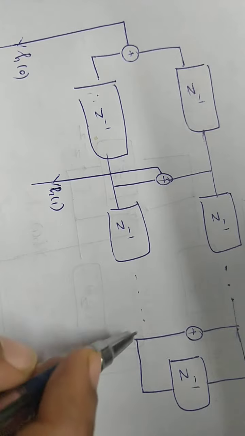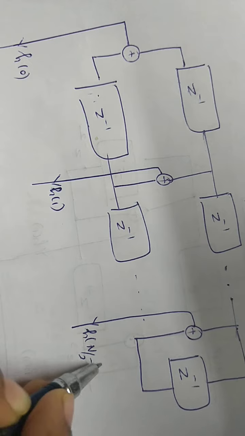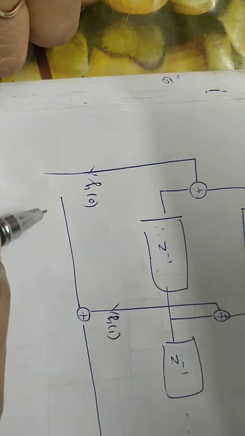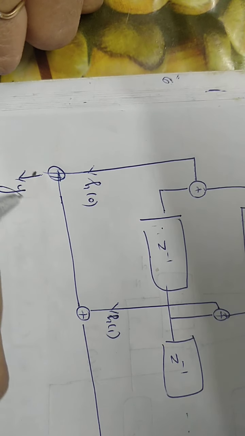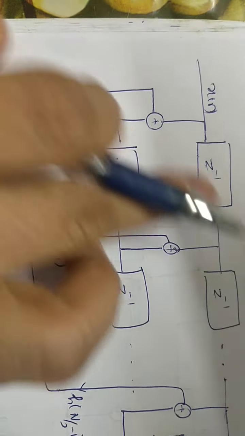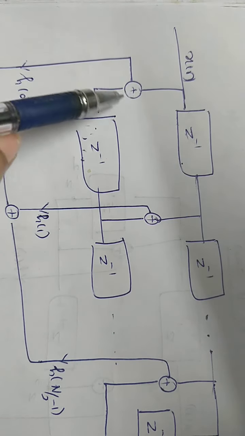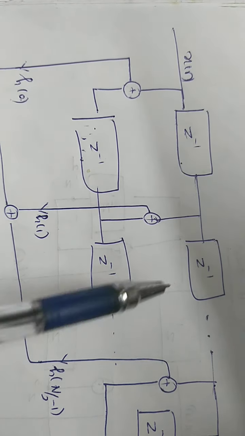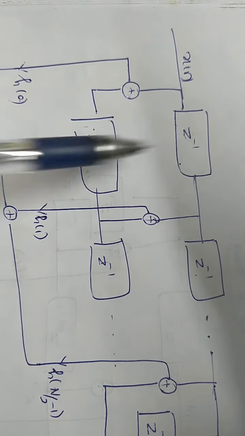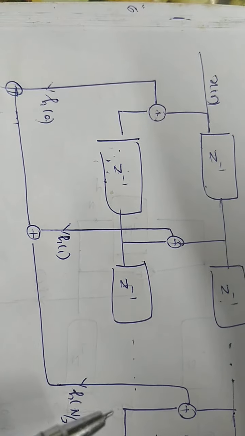Here added and multiplied by h of n by 2 minus 1, and all these terms are again added to get the y of n. Here x of n is provided. This is the general structure when n is even. That means symmetric terms are added and multiplied with the coefficient. Here z inverse and this term is symmetric, so it is added and multiplied with h of 0. This is the general structure.